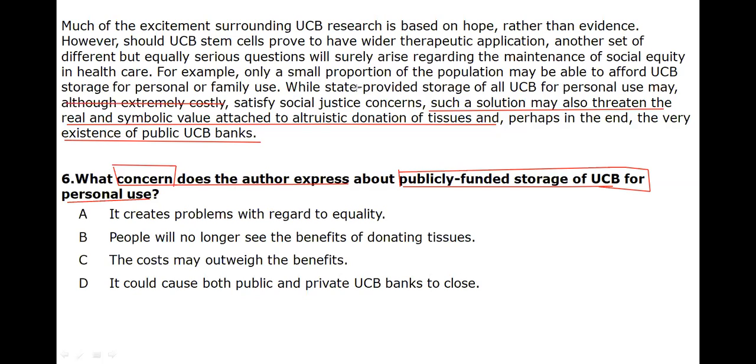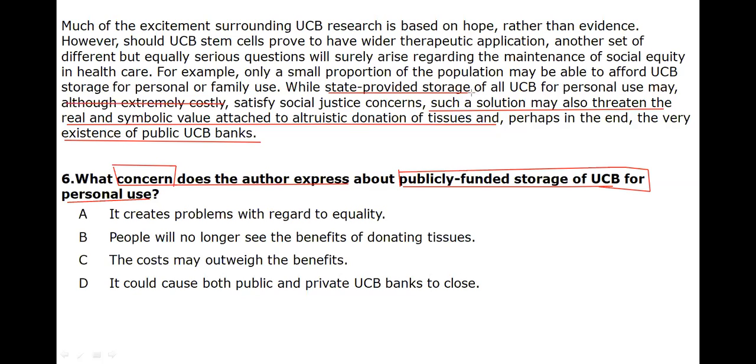So the writer says state provided storage, which means now so far the writer has been discussing against private banks, right? So he now is exploring another option. What if we don't have private banks at all? And what if we just have public banks? So state provided storage here is used as a synonymous word for public banks. Yes? So what if we don't have private banks at all and we just have public banks?